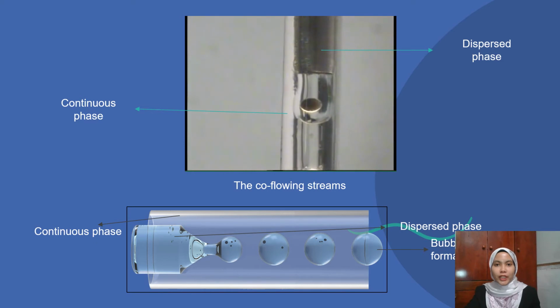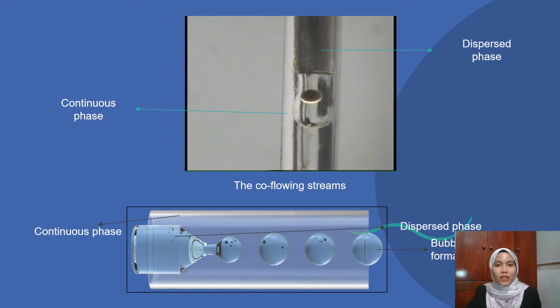The video shows the flow of the bubble formation based on the experimental study. The outer channel is the continuous phase and the middle channel is the dispersed phase that forms the bubble. This continuous phase is being used to flow and pinch the dispersed phase to form the bubble.